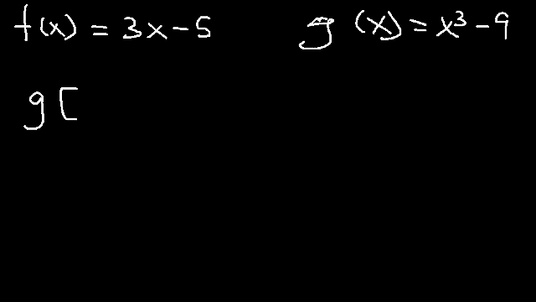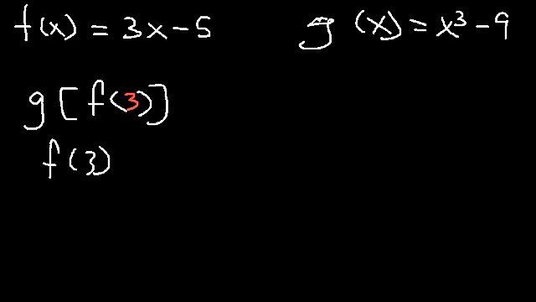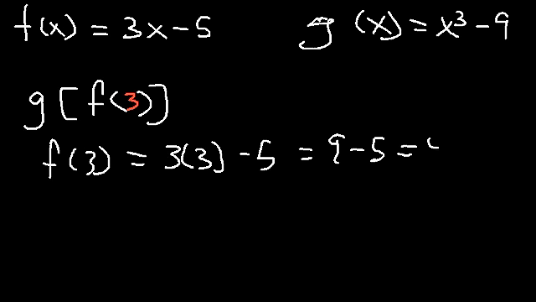Now let's try this one, g of f of 3. So this time we're going to find the value of f of 3 first, using this equation. So plug in 3 into the equation. We have 3 times 3, which is 9, and 9 minus 5 is 4. So f of 3 is 4.